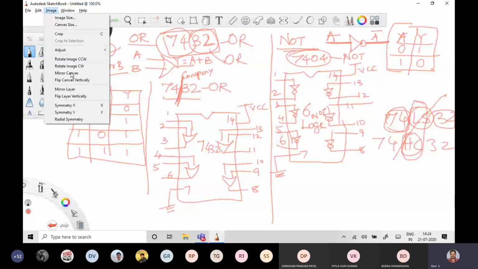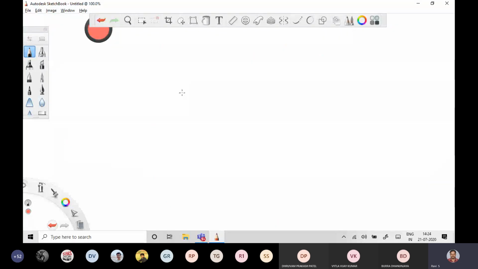Yes, sir. Now the three logic gates, AND, OR, NOT, are over. Now I'm going for universal logic gates. So NAND logic gate and NOR logic gate, both the logic gates are called universal logic gates.